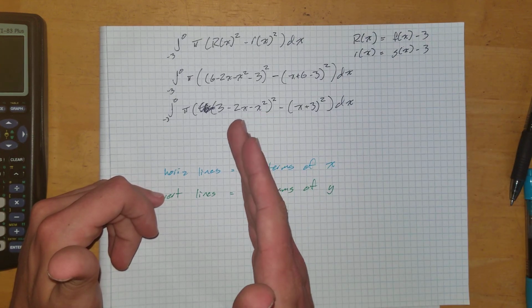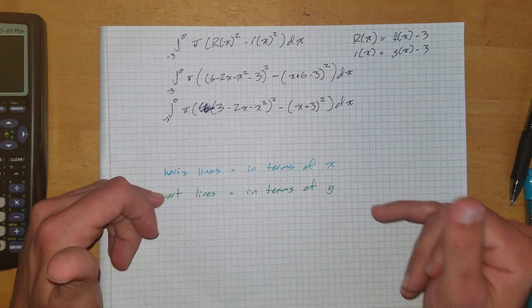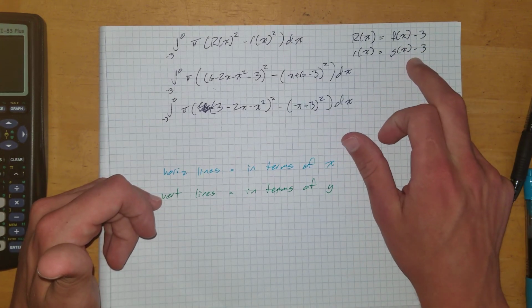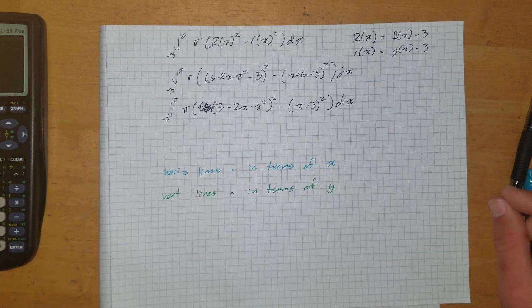And if it's on the axis, we don't have to change anything. But if it's not on the axis, we have to account for it the same way we accounted for it in terms of a horizontal line.